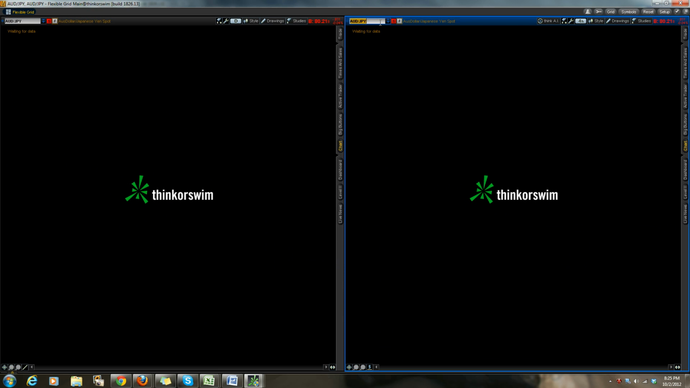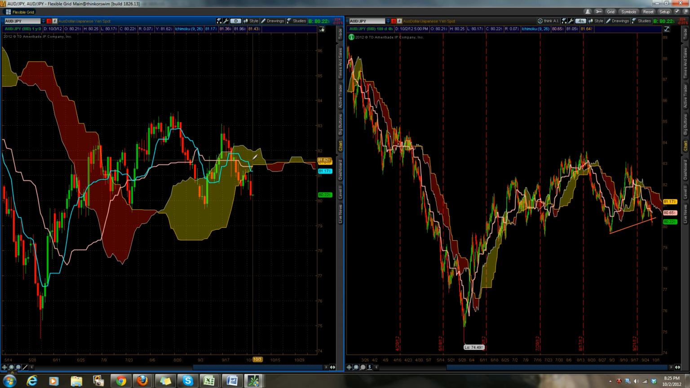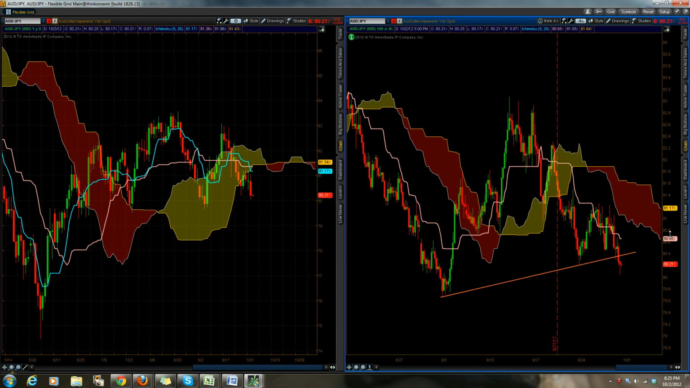Let's take a look at Aussie Yen. Interesting, Aussie Yen. We got a bearish Tenkan-Kijun cross, well, right inside the cloud, so it's a medium signal. On a 4-hour chart, we have price broke below this supporting trend line. If Aussie continues to fall, look for an area of interest around the 79.20 area on a 4-hour chart. Resistance on a daily chart lies at 81.17.